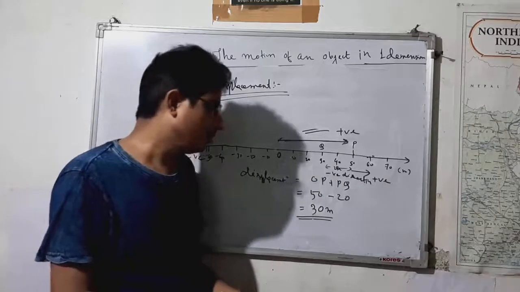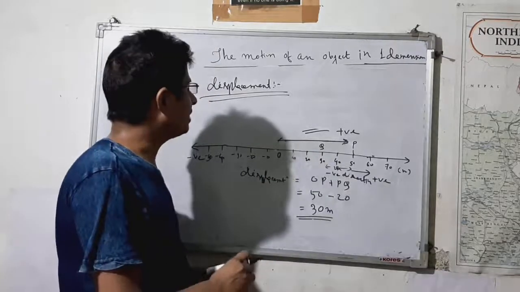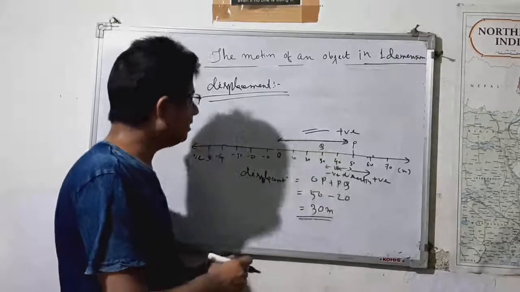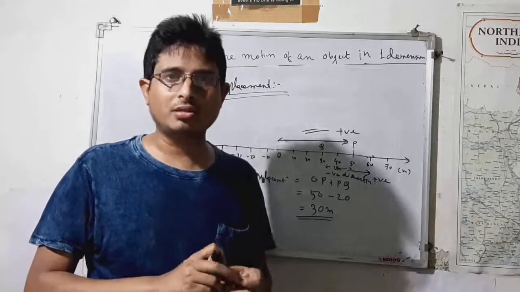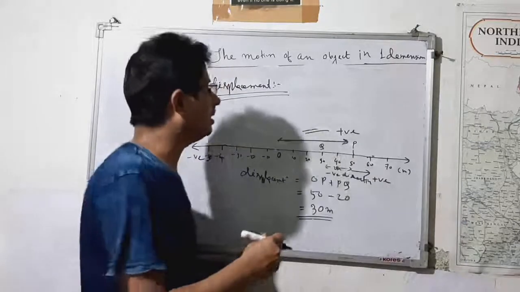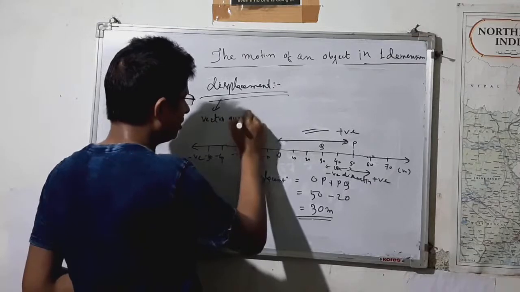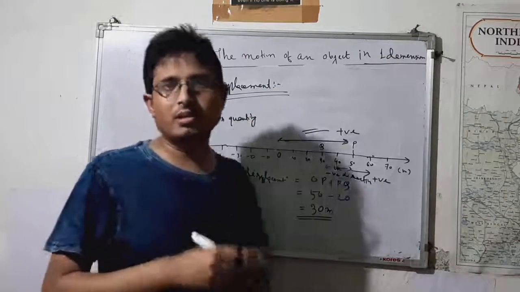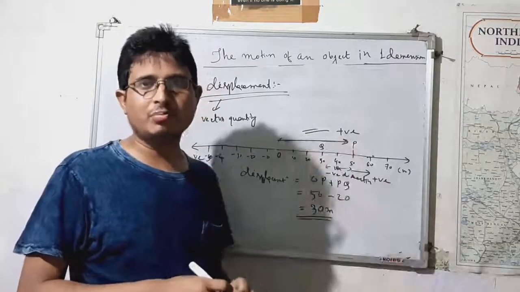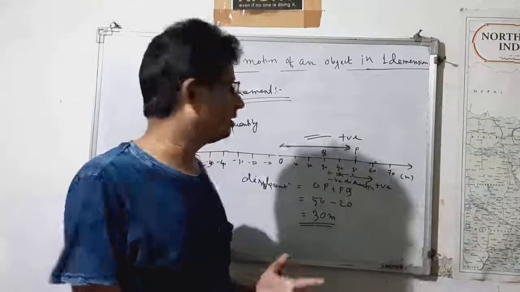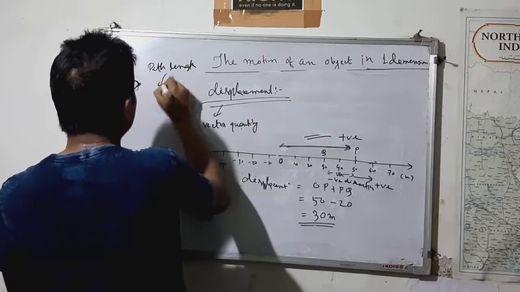From this example, we have clearly understood that for displacement, the concept of direction is very, very important. That means for displacement, not only the magnitude, but direction is also associated with it. So displacement is a vector quantity. But when we study the path length, no direction was involved in that particular case, so path length is a scalar quantity.